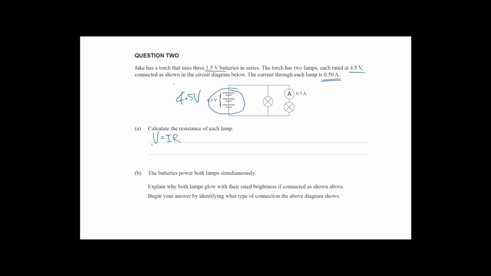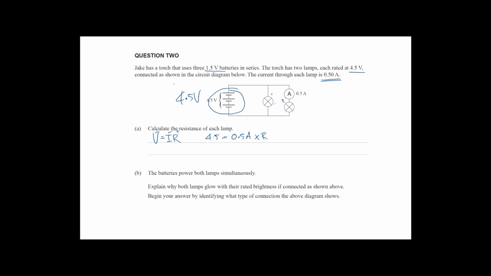So we know what the voltage is, it's 4.5. We know what the current is, it's 0.5 amps. We don't know what resistance is, but we can work it out pretty easily. So 4.5 volts is going to be equal to 0.5 amps times the resistance in each lamp. Although this A here is an ammeter, it's not a resistor. There are only two resistors here, 1 and 2. This is really just showing you that there's an ammeter there.